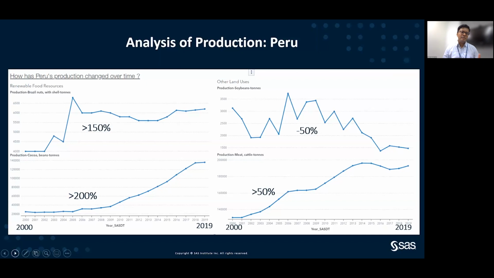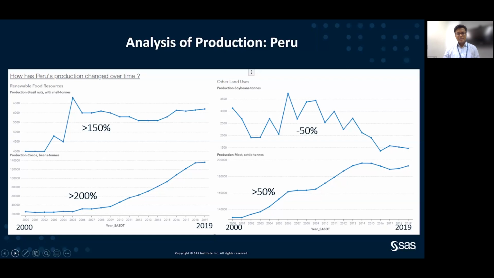On the left-hand side is the renewable food resources, the Brazil nut and cocoa. And if you see the growth, Brazil nut has grown more than 150%, and cocoa has grown more than 200%. And on the right-hand side, let's say the production of soybeans. In fact, the production of soybean has declined over a period of 20 years, by more than 50%. And production of meat has grown by more than 50%.